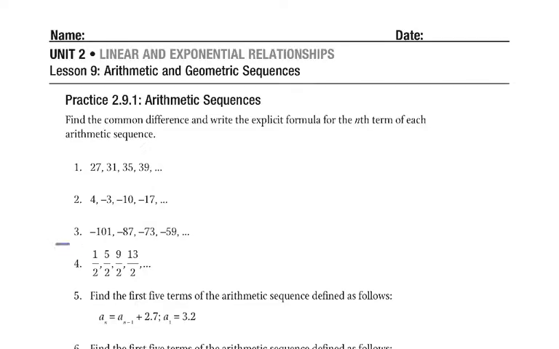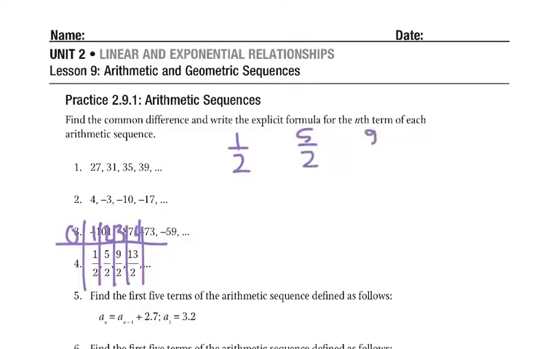Okay, number 4. Now these ones we're dealing with fractions, so these can be a bit trickier, right? First, second, third, fourth term, 0 term. So 1/2 to 5/2 to 9/2 to 13/2. Okay. Now notice our denominators are all the same. So our denominators aren't changing, right? Now we're either adding or subtracting a number here to get these to the next.